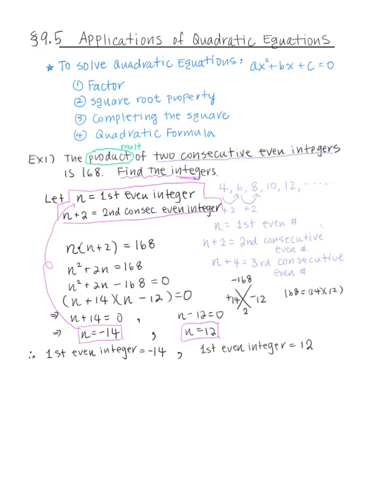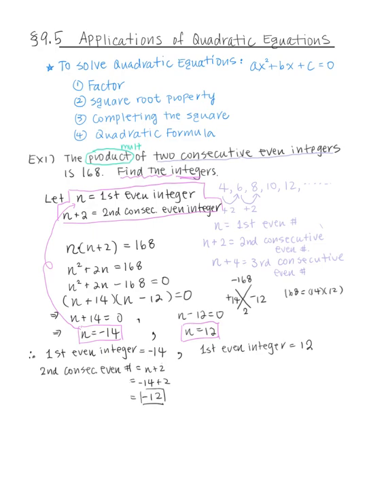So let me just spell it out. n is the first even integer, so that's either negative 14 or 12. For the second consecutive even integer, all you have to do is add 2 to negative 14 and add 2 to 12. Let's work on the negative 14. The second consecutive even number, remember the formula was n plus 2, wasn't it? So our value is going to be negative 14 plus 2, which will give us negative 12.